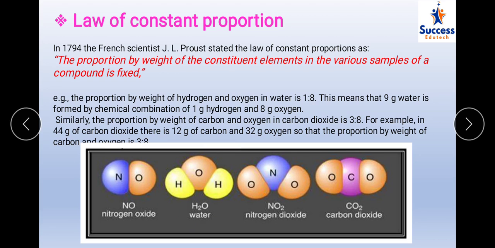Here it is 1:8. Not possible to take out one molecule, but I am telling you, if you take one molecule of H2O, you will find that the proportion is 1:8. 1 for hydrogen and 8 for oxygen. Okay, so the proportion by weight of the constituent elements in the various samples of a compound is fixed. Then only it will be termed as H2O. Then only it will be termed as CO2, nitrogen dioxide or nitrogen oxide. For all of them there is a fixed proportion by weight.